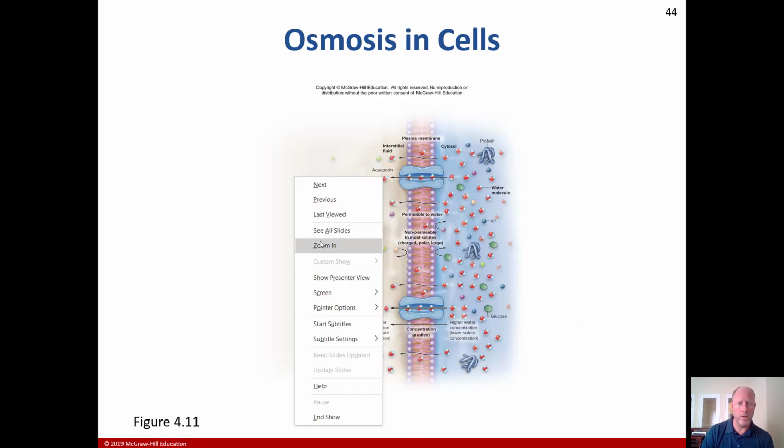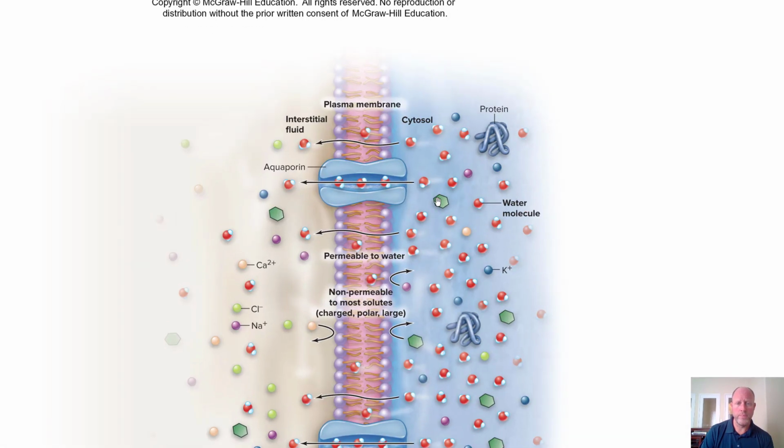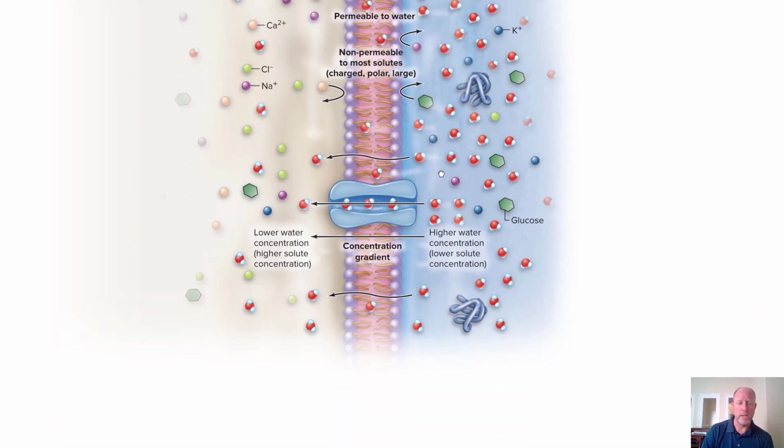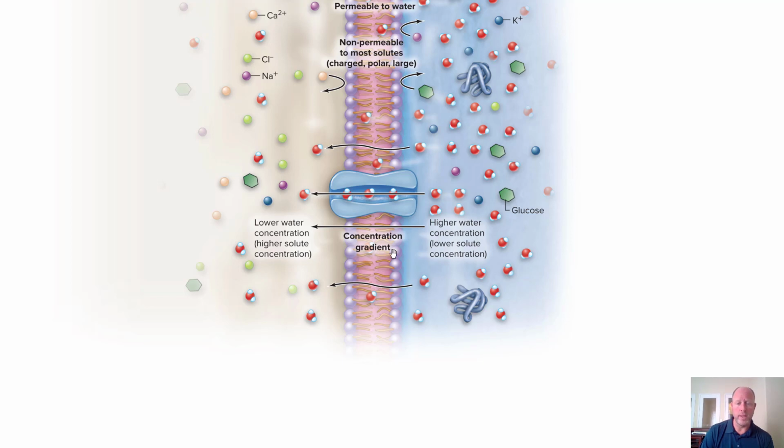Let's get a closer look at osmosis in cells. We see the aquaporin here, and the movement from the inner part of the cell, the cytosol, into the interstitial fluid. That phospholipid bilayer is permeable to water and non-permeable to most solutes if they're charged, polar, or large, right? They're not going to travel through. From a standpoint of osmosis, the movement is from higher water concentration to lower water concentration, so from lower solute to higher solute. Make sure you understand that difference.